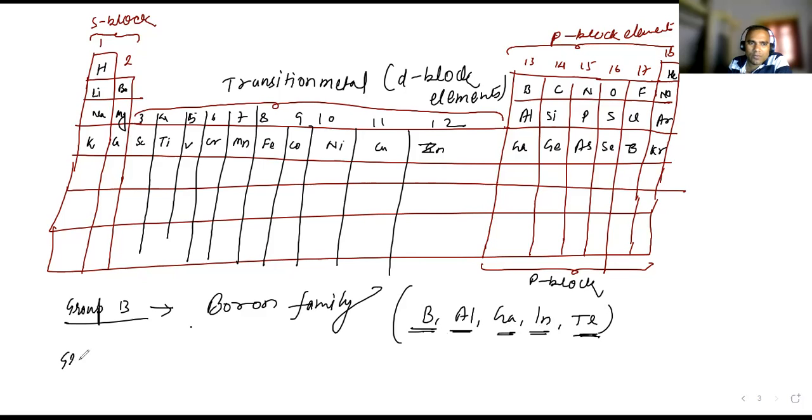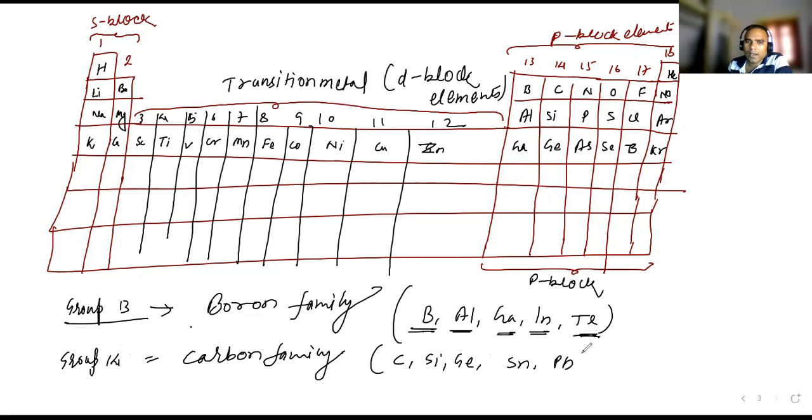Now if you go to group number 14, that is called the carbon family. The carbon family includes carbon, silicon, germanium, tin, and lead. Sn means tin, and Pb means lead.